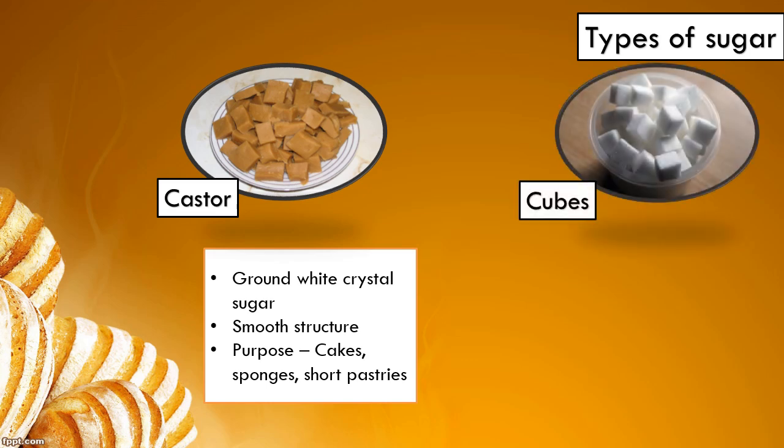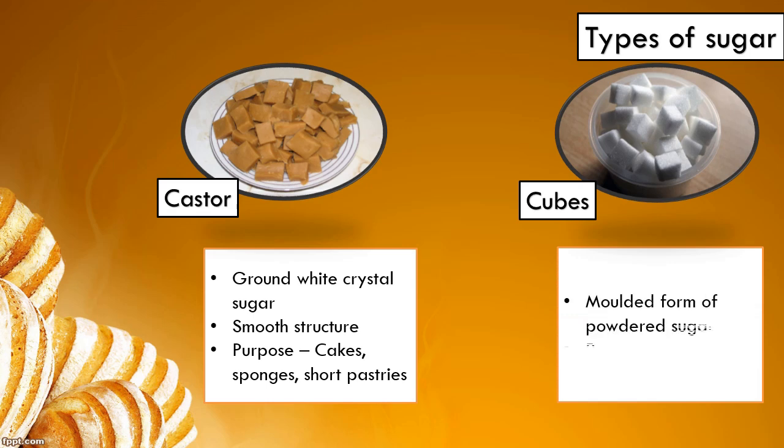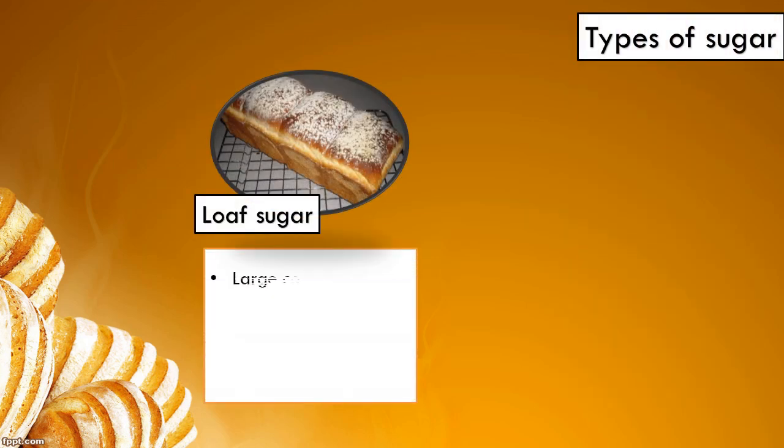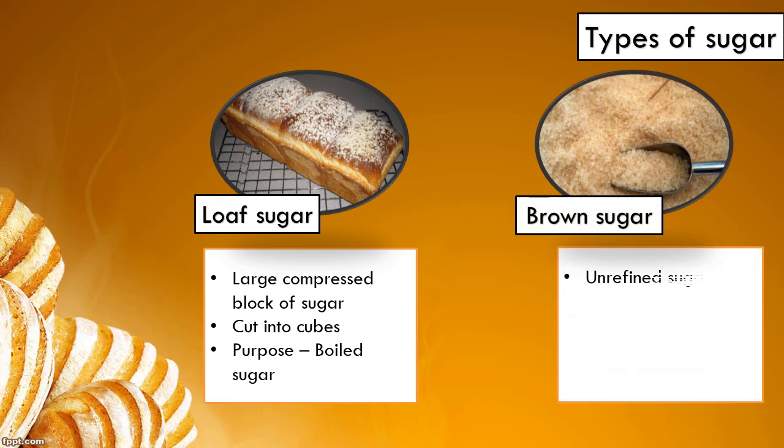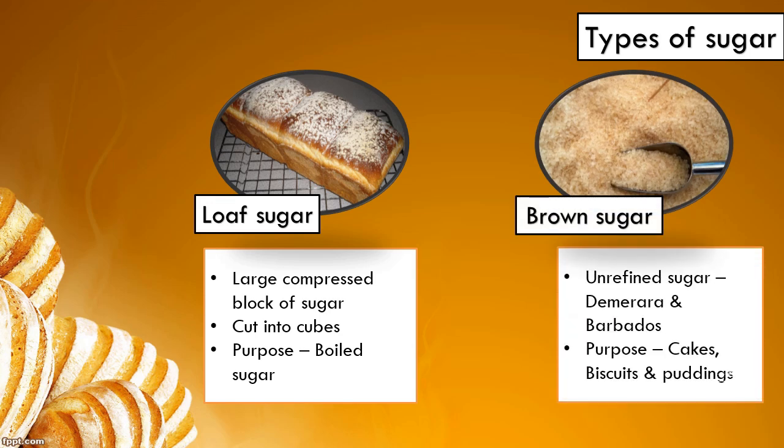Next are the sugar cubes. They are available in molded form and are widely used in hot and cold beverages. Loaf sugar is a large compressed block of sugar and it can be cut into pieces. It is mainly used for boiled sugar work because of its purity. Brown sugar is an unrefined sugar and is available in two types: Demerara and Barbados. Brown sugar is used for the preparation of cakes, biscuits and puddings.